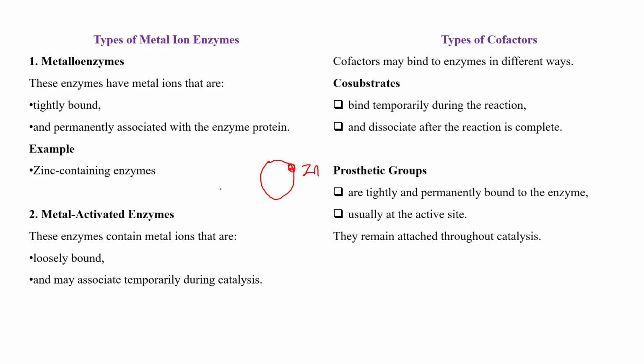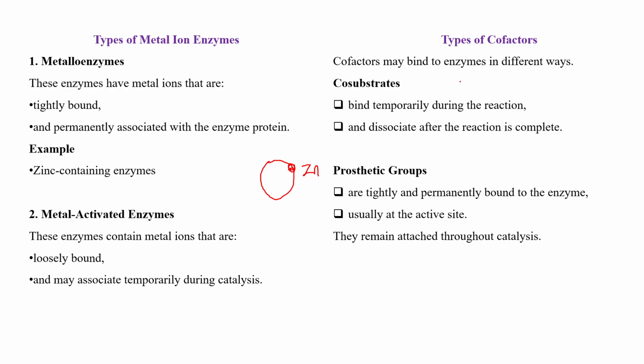Now let's look at the types of cofactors. Cofactors may bind to enzymes in different ways. One is the co-substrate. Co-substrates bind temporarily during the reaction and dissociate after the reaction is complete. Co-substrates will be related to metal activated enzymes. Just that the metal activated enzymes are related to metal ions, while the co-substrate is related to smaller organic molecules.